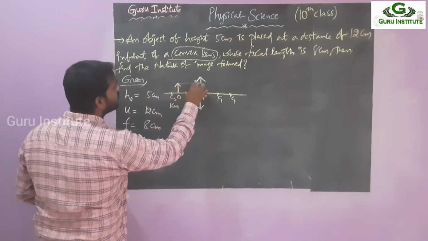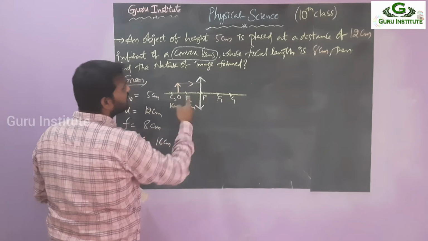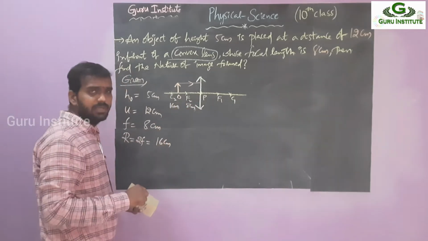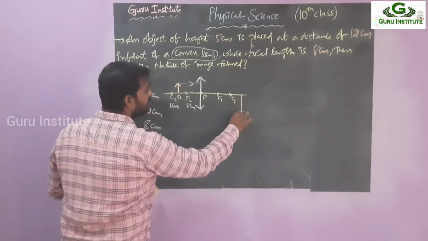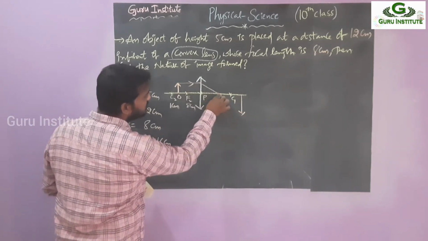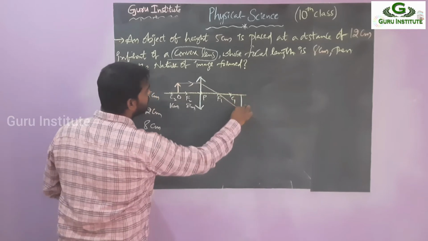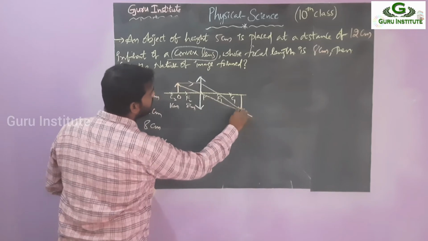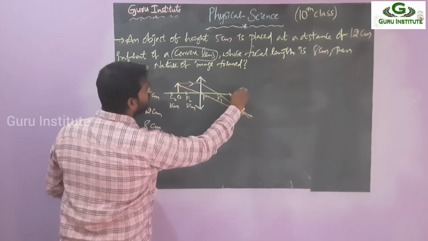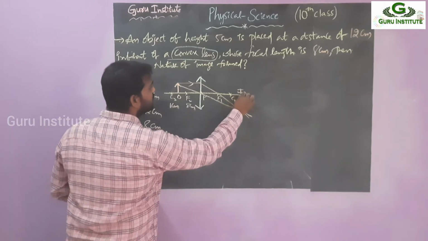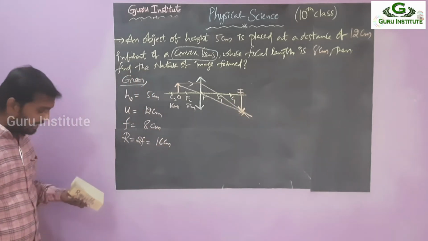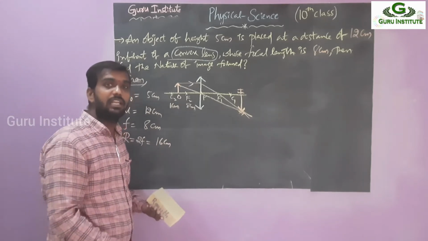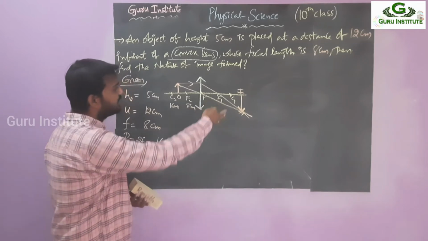Whatever the ray nature may be, I need not draw all of this. Between F and C means you will get the image beyond the C. Beyond C it will be found. So like this the image will be found. From the picture we can know that beyond C means it is an enlarged image, inverted and real. Simply, it is an enlarged one.